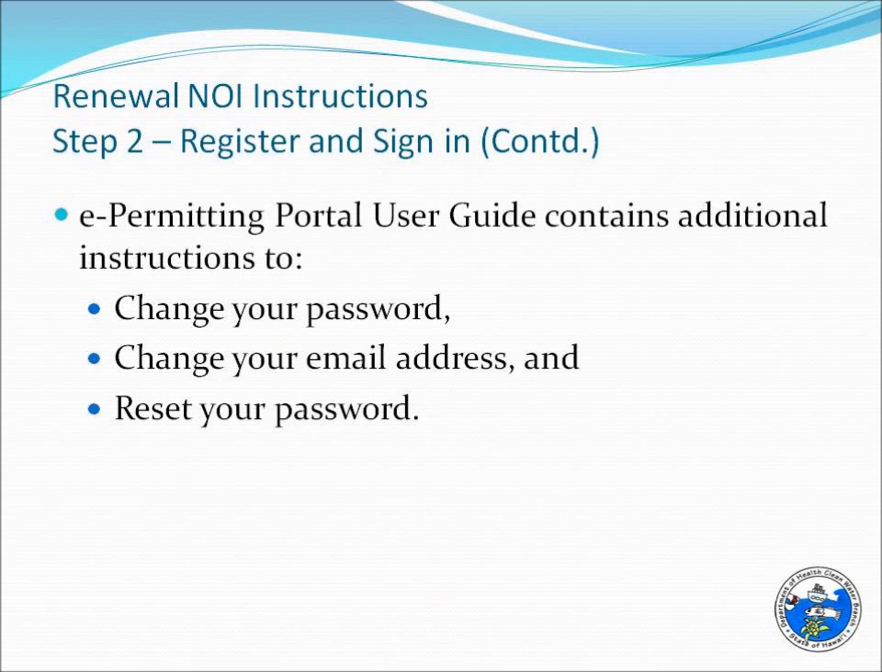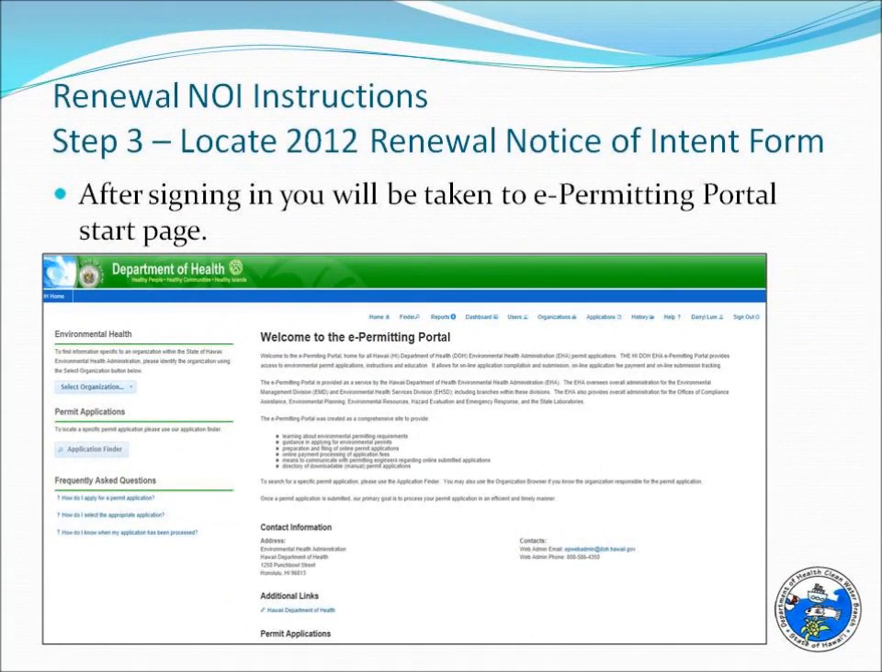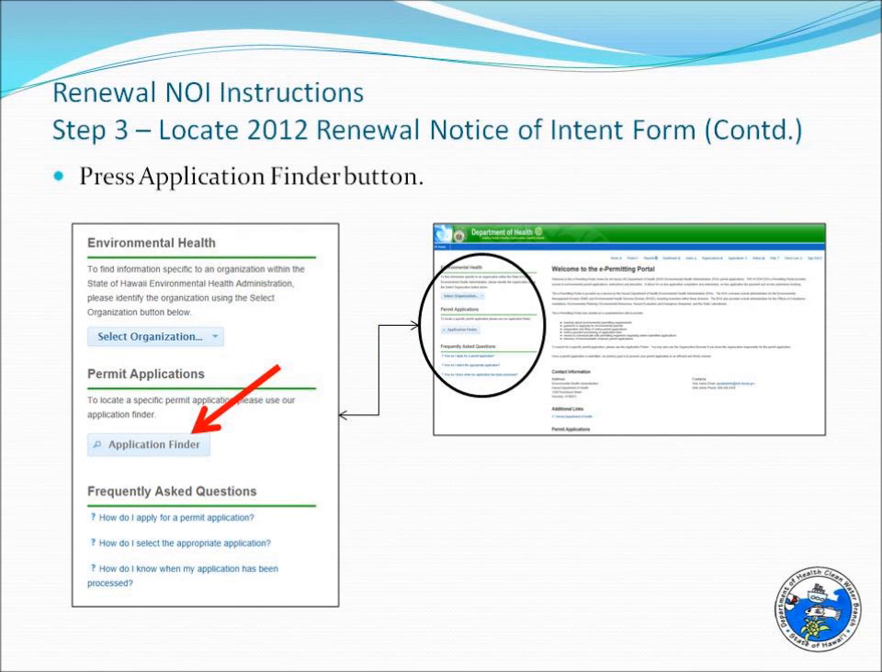The e-permitting portal user guide, which you can download from the Clean Water Branch website, contains additional instructions to change your password, change your email address, and to reset your password. After you sign in, you will be taken to the e-permitting portal start page. Press the Application Finder button on the left side of the screen.